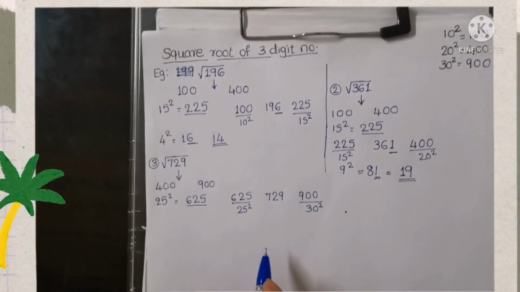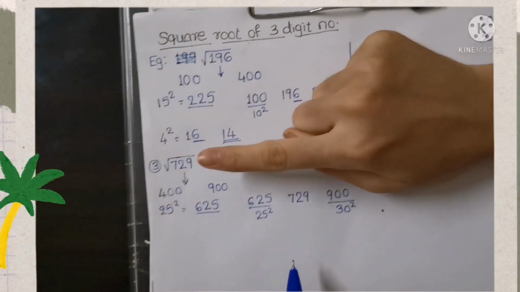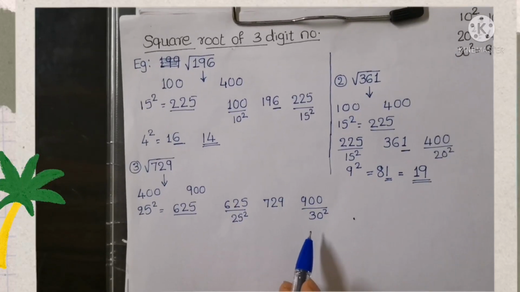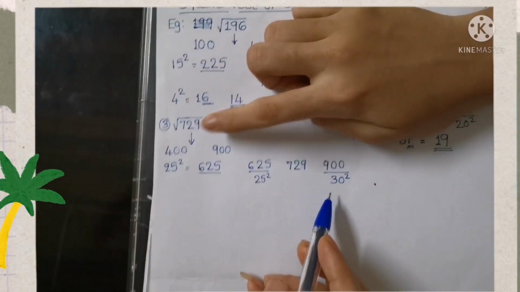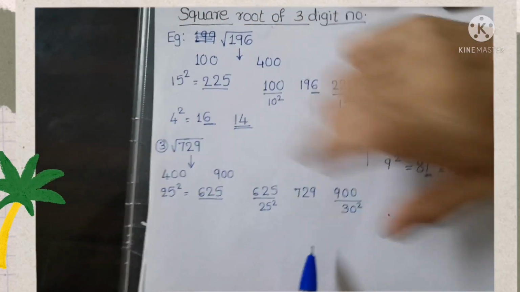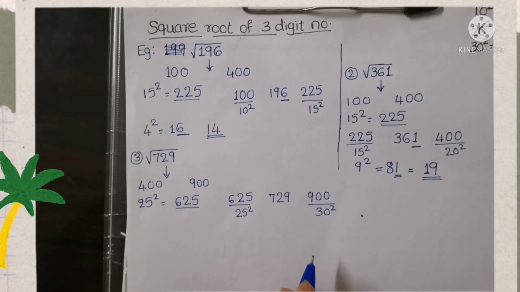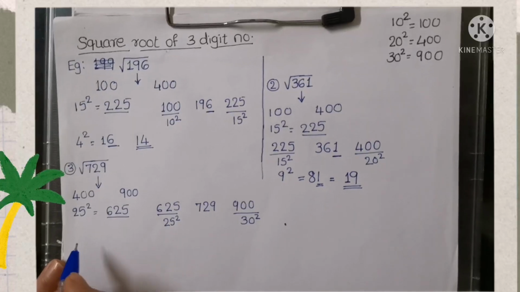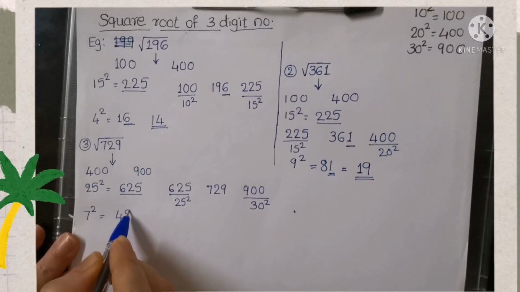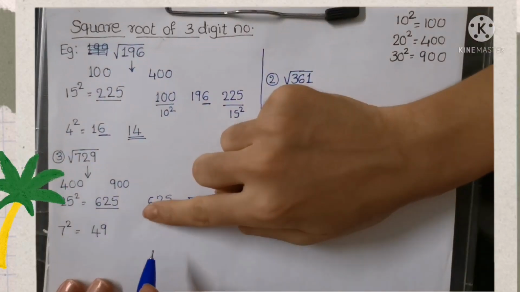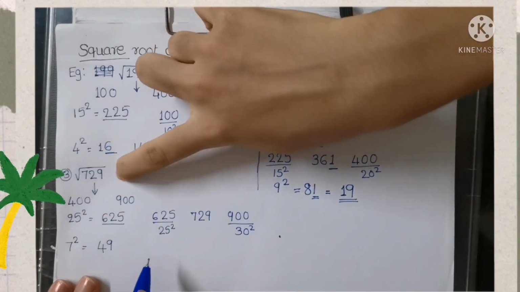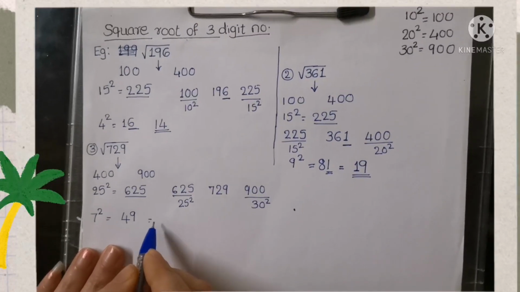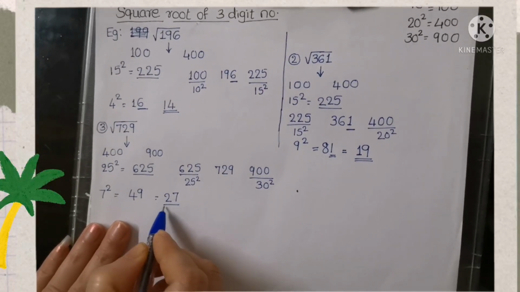So let's move on to our third step. In step 3, we have to see the last digit, the units digit of the number. In this number, our units digit is 9. So we have to find, from numbers 5 to 10, which number's square has its unit digit as 9. As we all know, the square of 7 is 49, which has its unit digit 9, and our number also has the unit digit 9. So the square root of 729 is 27.